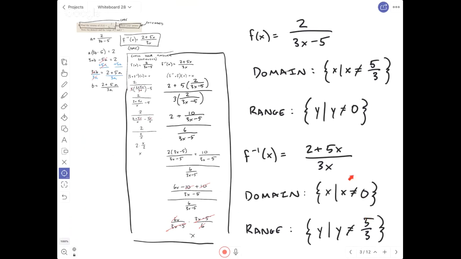Let's see, that's because if I had like a billion here, I would have 2 plus 5 billion over 3 billion, which would be really close to 5/3, but this would never actually equal 5/3.